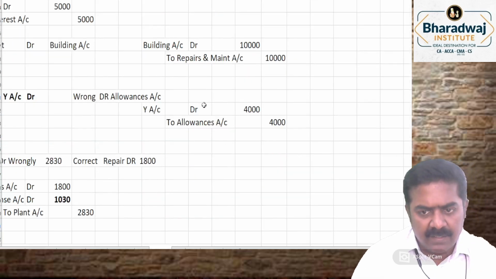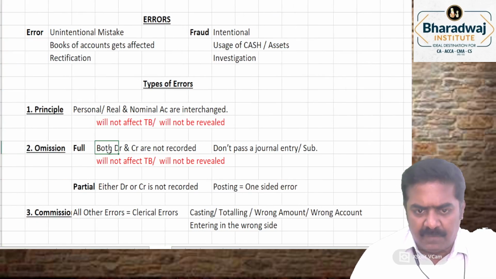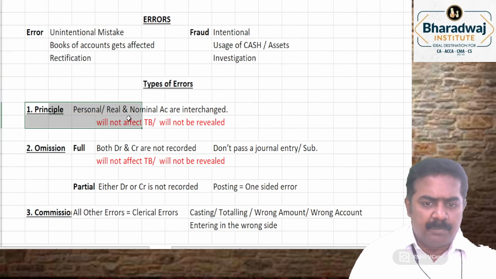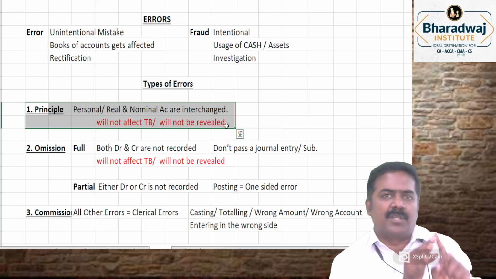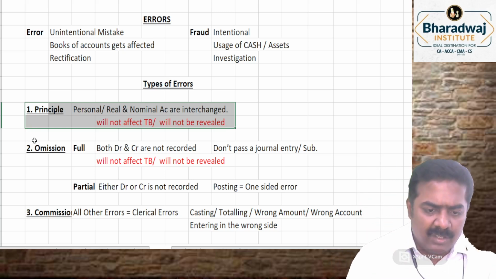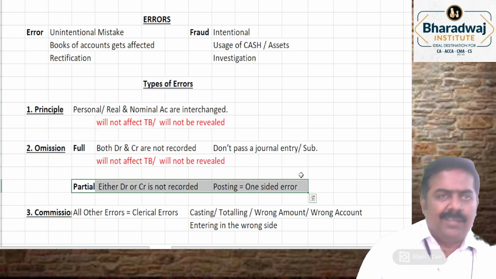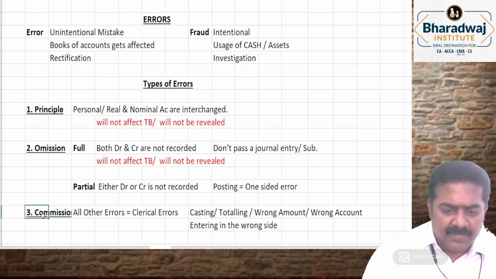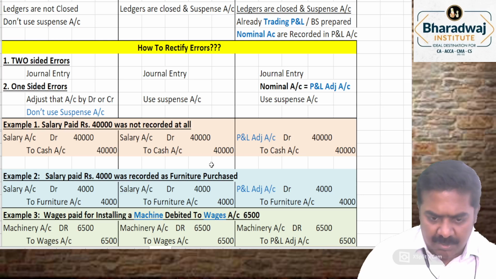We learn about which one? Rectification of which one? Errors. Principal errors, when you interchange which one? Personal, real and which accounts? Nominal accounts. Omission can be omitting both the transaction or which one? Debiting or crediting can be omitted. Errors of commission, all other errors, we call it as which one? Errors of commission.